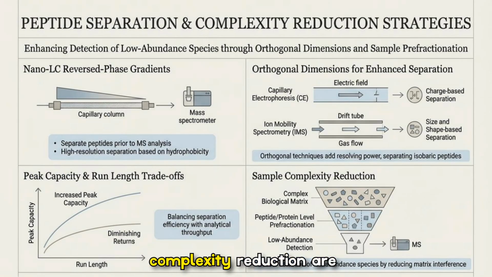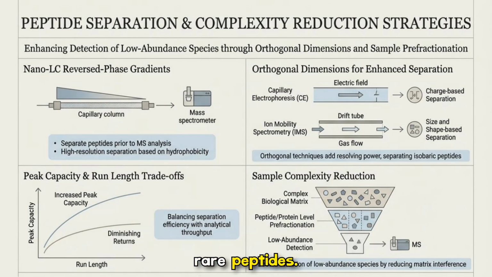Peptide separation and complexity reduction are essential to detect low-abundance species, and this slide covers nano-LC reversed phase gradients, orthogonal dimensions like capillary electrophoresis and ion mobility, and sample pre-fractionation strategies. It also discusses the trade-off between peak capacity and run length, and how reducing matrix complexity boosts sensitivity for rare peptides.